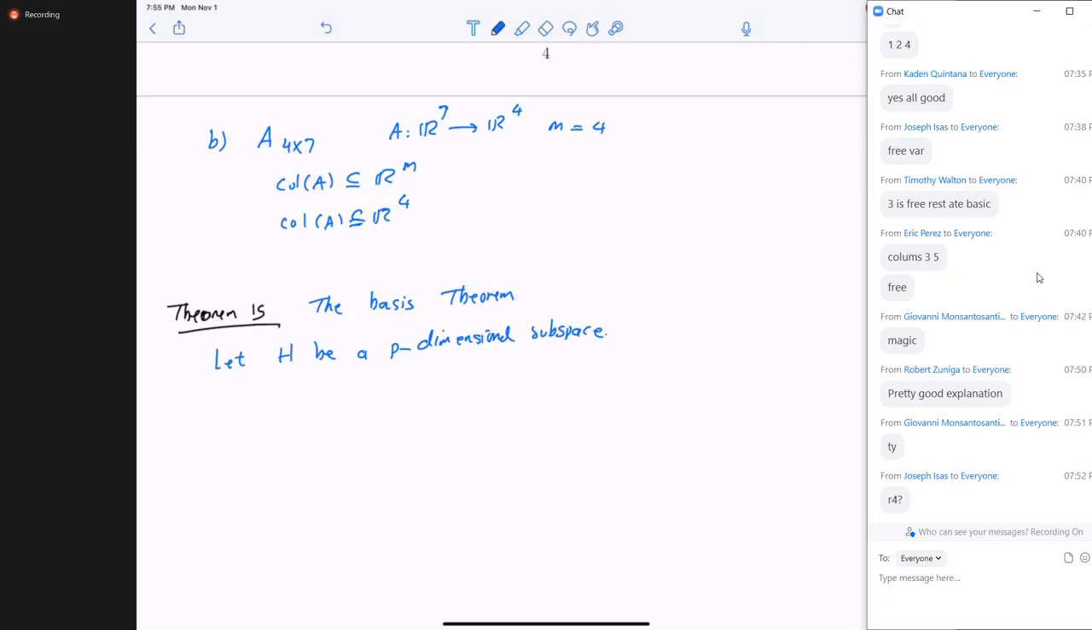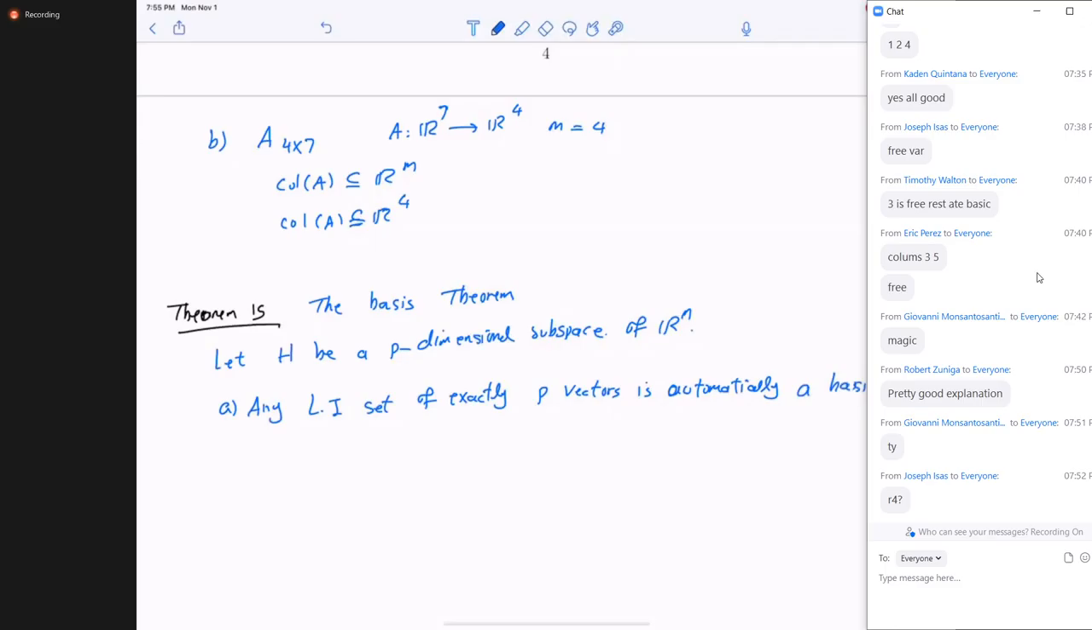Of R^n, any linearly independent set of exactly p vectors is automatically a basis.